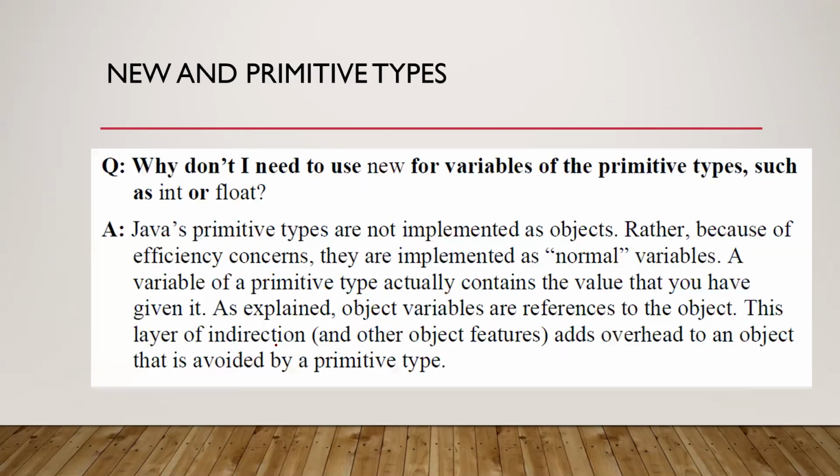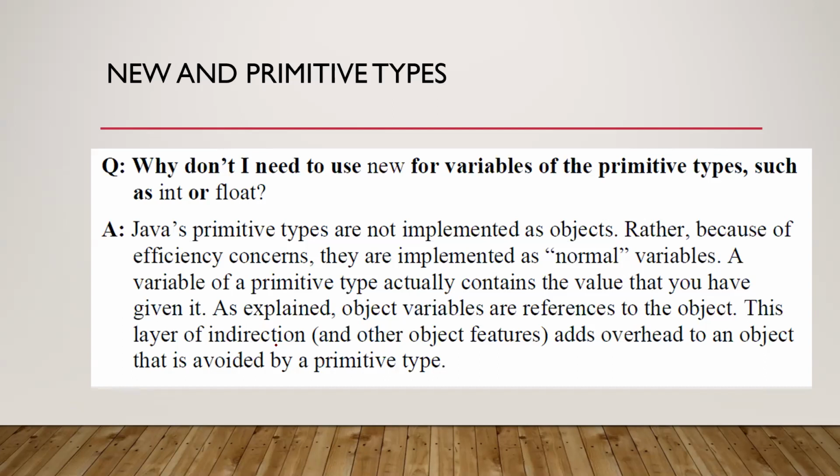Okay. So I think I could give you some idea. And now here is a question that I have taken again from Harvard: why don't I need to use new for variables of the primitive types, such as integer and float? So all the class variables, these also I think we have discussed briefly.